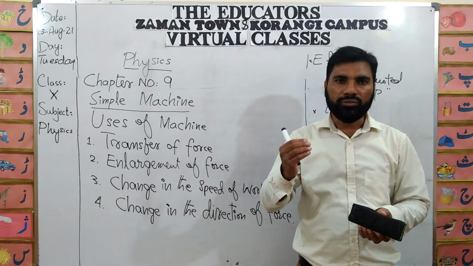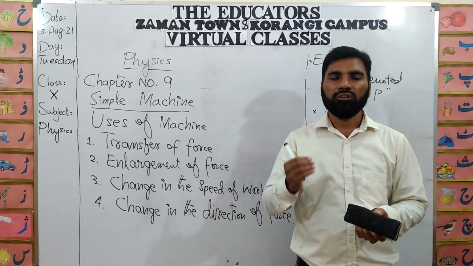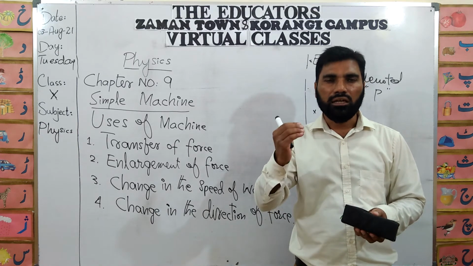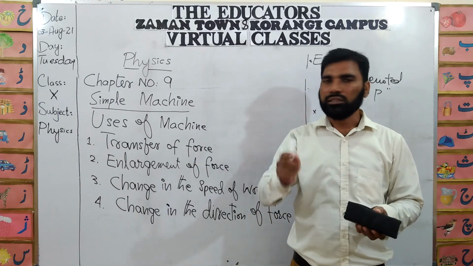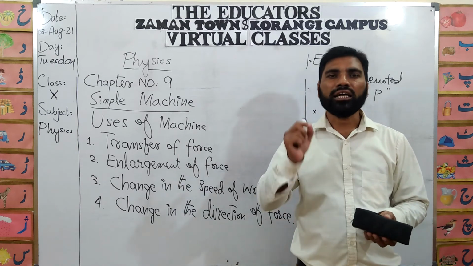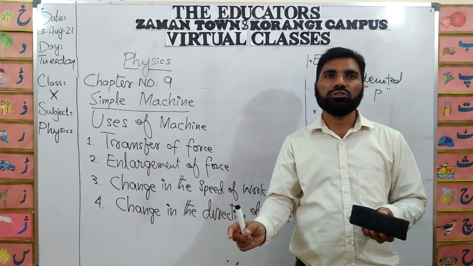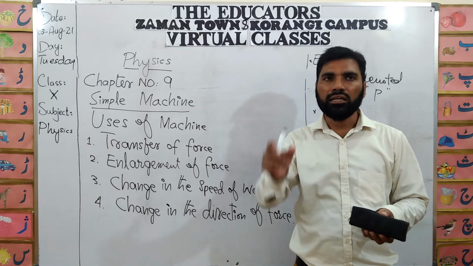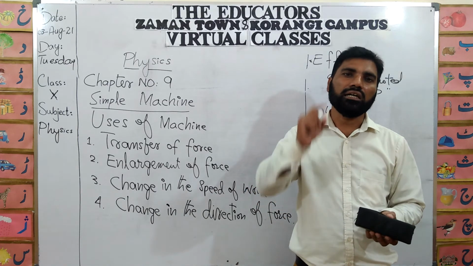Second term is load. Weight lifted by the machine is called the load. For example, the machine is applying the force on an object, this is called the load. Suppose that while drawing water from the well, the pulley is applying the force to lift the bucket from the well. This is called the load.